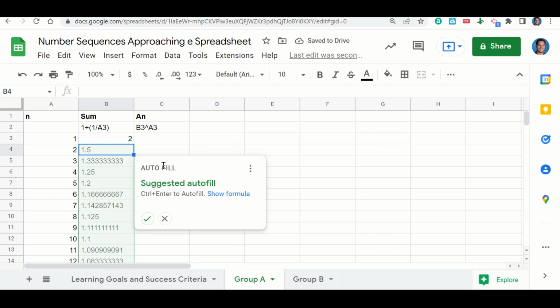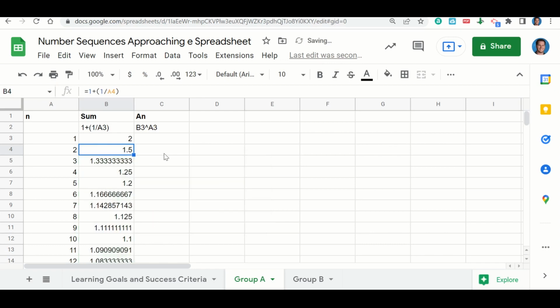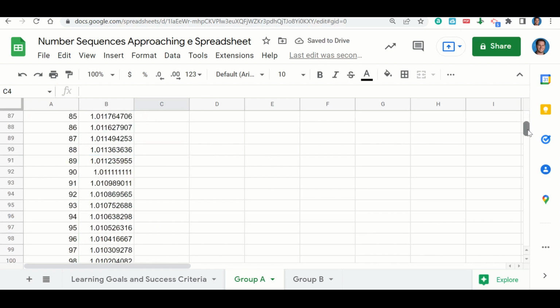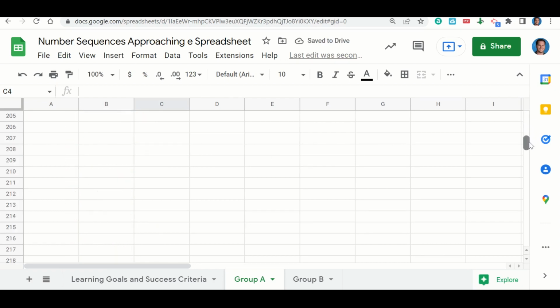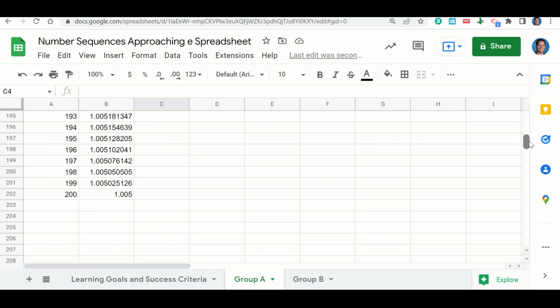It asks if I want to do the suggested autofill. I'm going to click the check mark, and notice now it filled in all the boxes for me. So I can see exactly what this function is doing as it approaches infinity, as it goes from 0 all the way to 200 in this case.